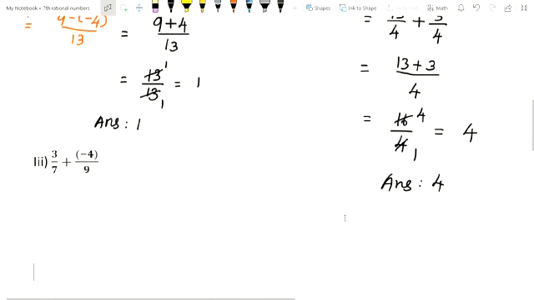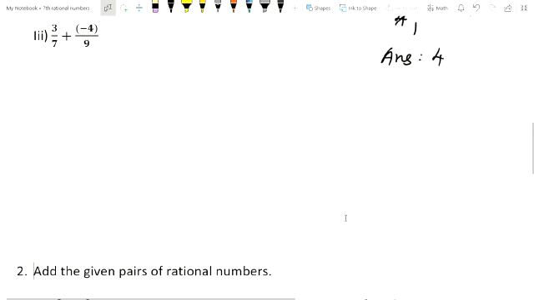See the next question. 3 by 7 plus of minus 4 by 9. Okay. Here you see the denominator. Here denominators are different. So in this case, what do you want to do children? We have to take LCM. And 7 and 9, there is no common factor except 1.